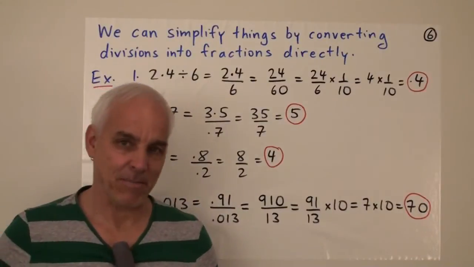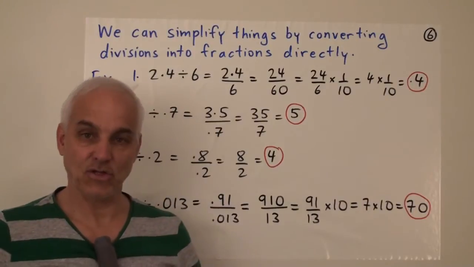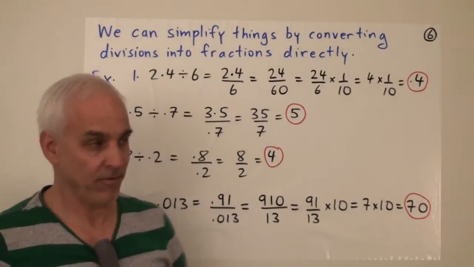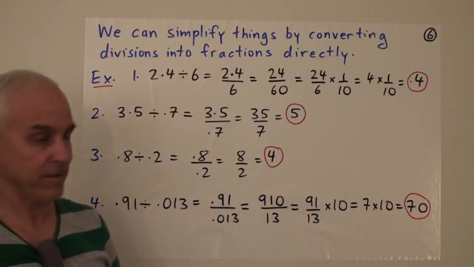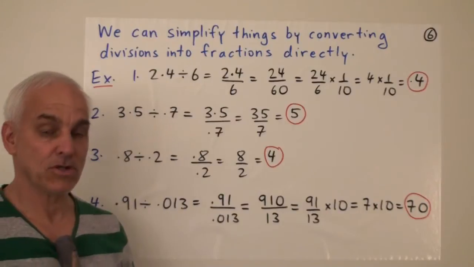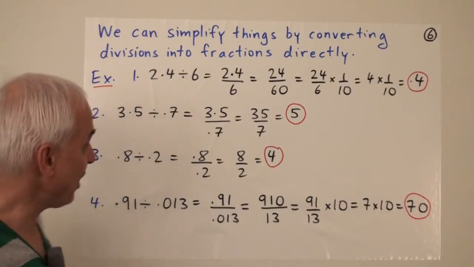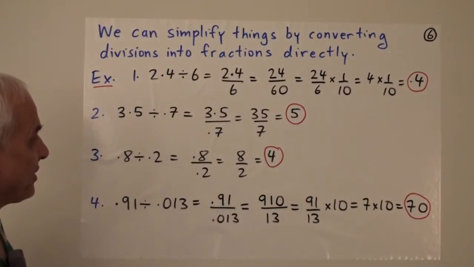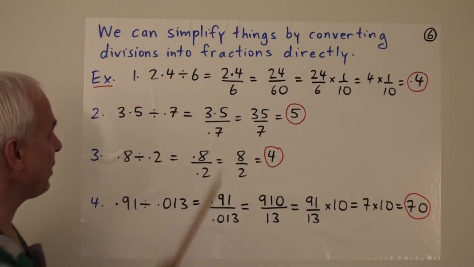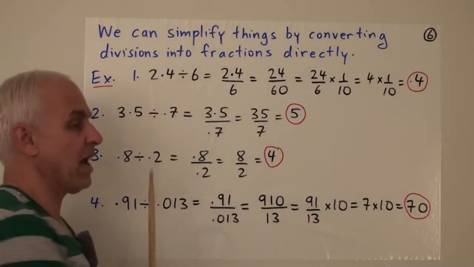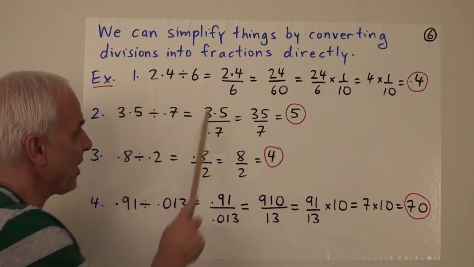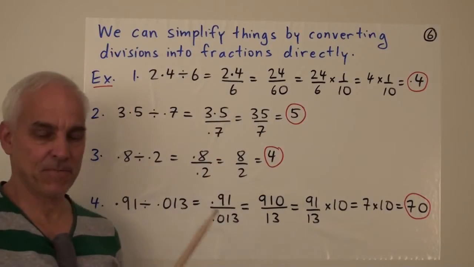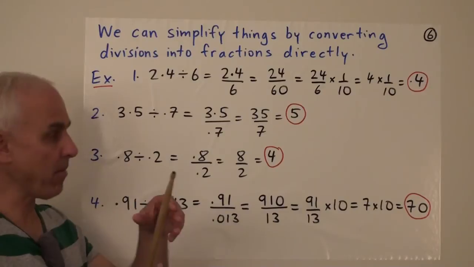So motivated by those examples, here is a way of thinking about how to do divisions with decimal numbers. We can simplify things by converting divisions into fractions directly. What do I mean by that? Let's have a look at the same questions that we've just done, but I'm going to structure the solution a little bit differently now. What I want to do is remove our reliance on this division sign. I want to think about 2.4 divided by 6 as 2.4 over 6, writing it in fraction form right to begin with.